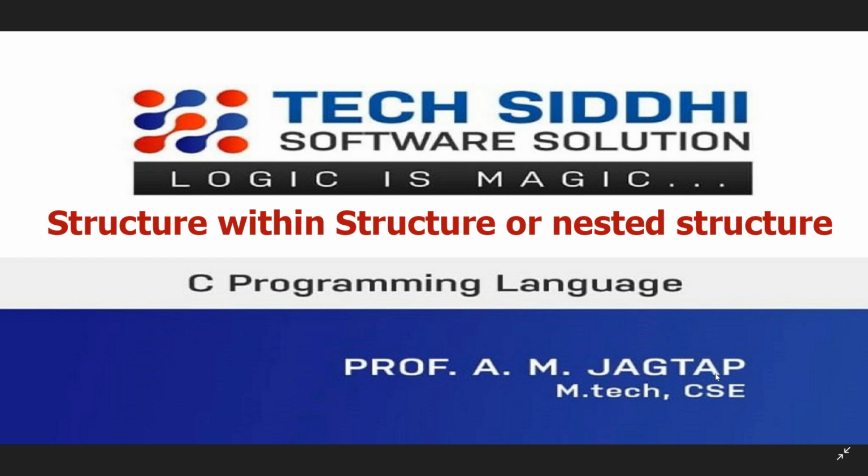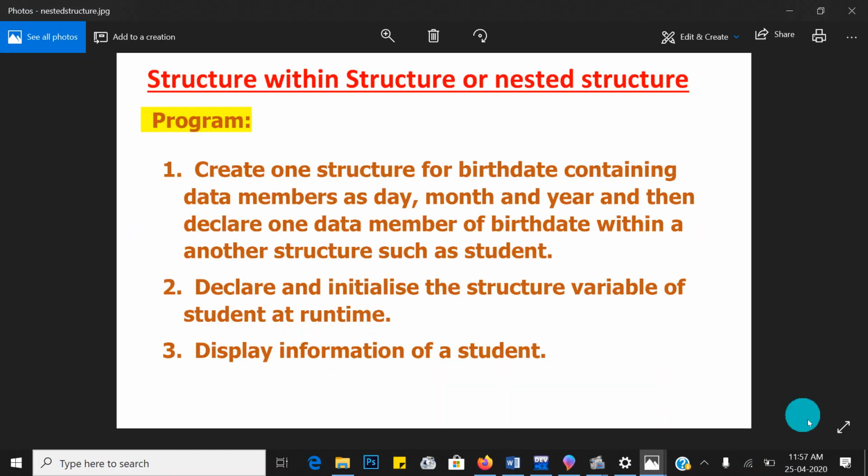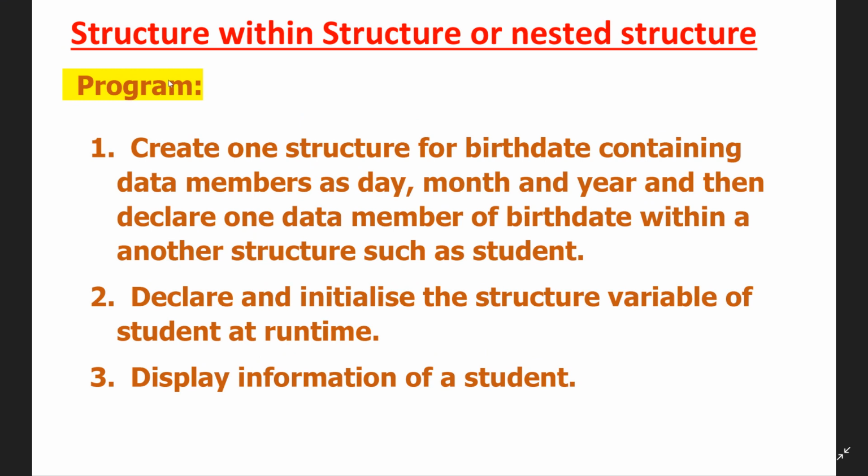So how can we create a nested structure and how can we access the data members of the structure as well as the nested structure? For that purpose we take one example. Create one structure, a simple type for birth date, containing data members day, month and year, and then declare one data member of birth date within another structure such as student, so that the student structure becomes a nested structure or structure within structure.